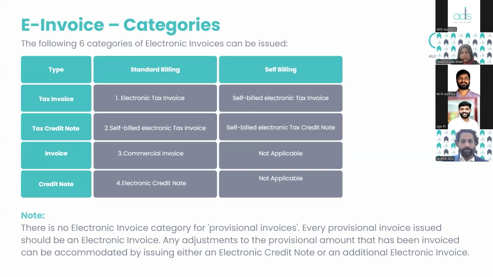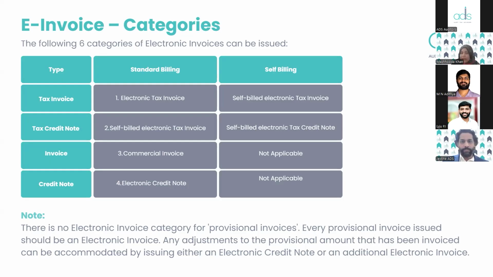First is standard billing. When I say 6, we have electronic tax invoices, the first thing which would come into the picture. Then we have self-billed electronic tax invoice. We have commercial invoices. We have electronic credit notes. And if self-billing is applicable, then we have self-billing electronic tax invoice and self-billing electronic credit note. However, self-billing is not applicable if you are issuing a commercial invoice or a credit note.